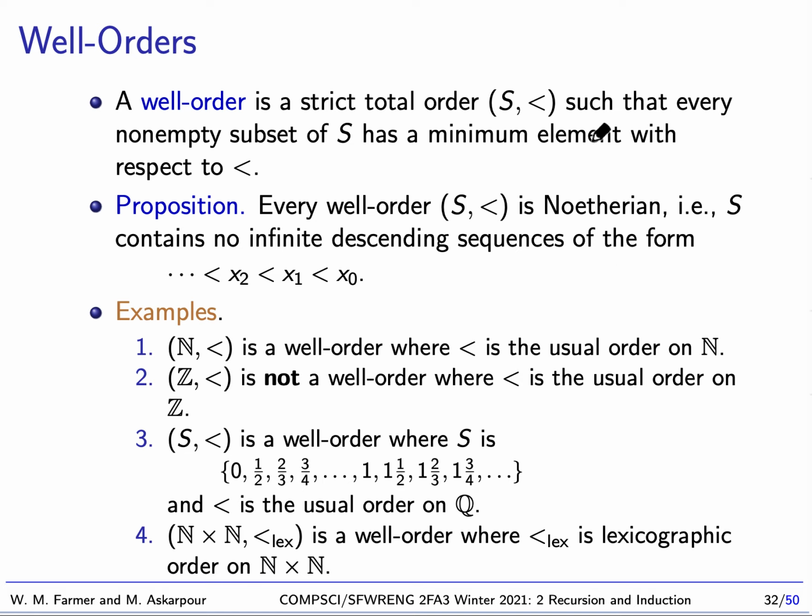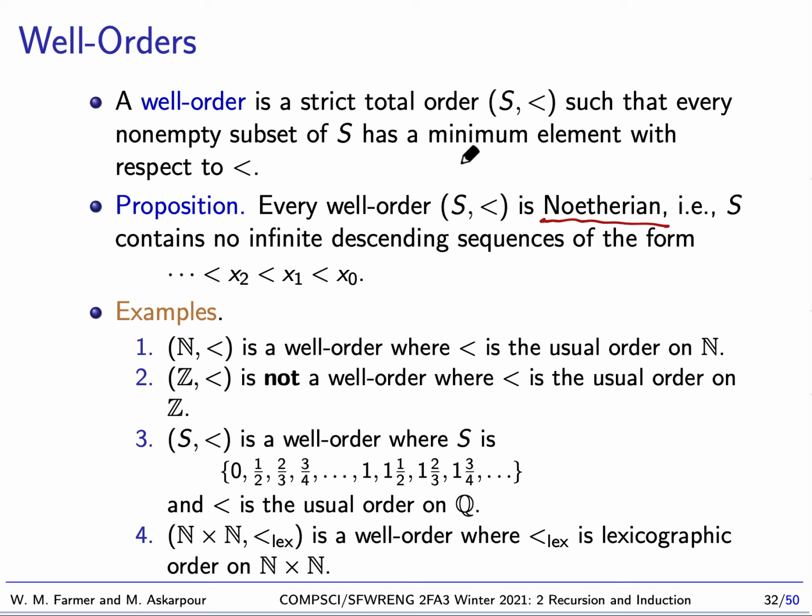It's a strict total order such that every subset of S has a minimum element with respect to this order. So if I take any non-empty subset, it has a minimum element. And every well order is Noetherian.